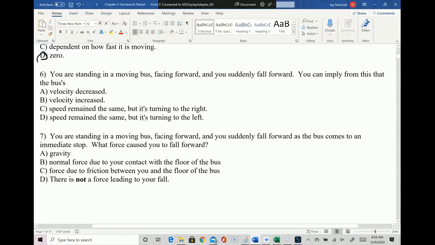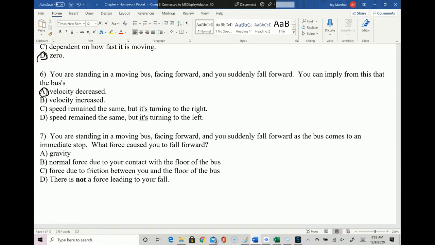You're standing in a moving bus facing forward and you suddenly fall forward. You can imply from this that the bus is A, velocity decreased. Right? Again, Newton's first law, right? The bus stopped, but I'm going to keep going.